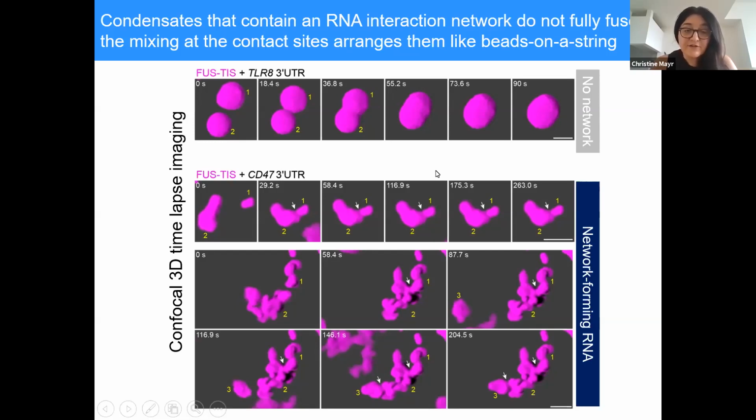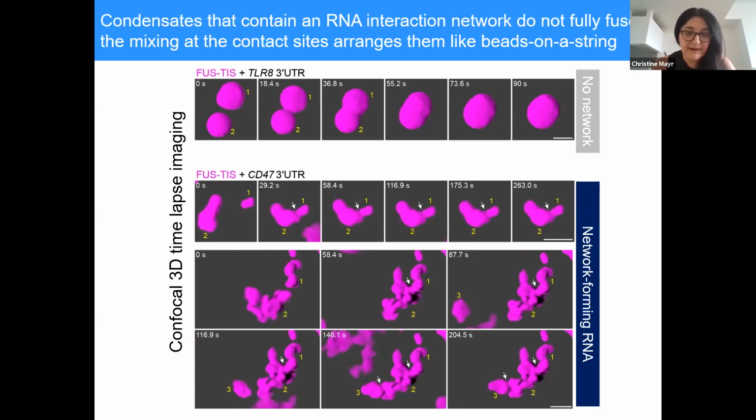In contrast, when we use a network-forming RNA like the CD47 3' UTR, now these two touch and they connect at the contact site, but basically the morphology of the condensate does not change. And of course, most people, when they see this first, think this is because it's no longer liquid-like. They think this is gel-like or something.